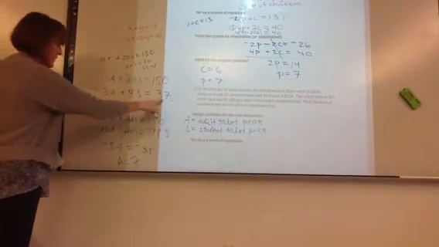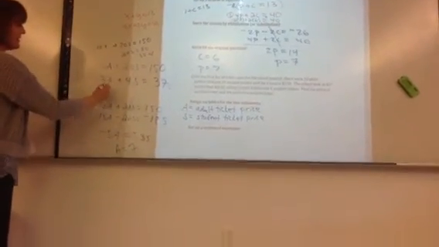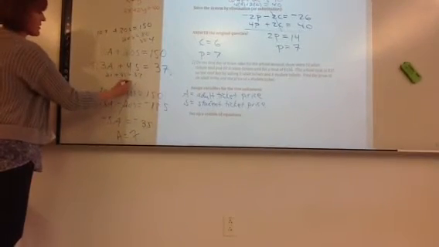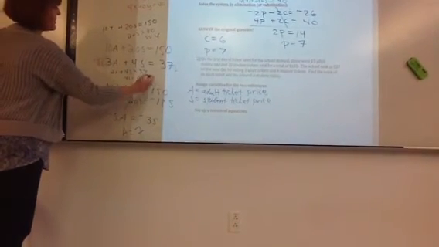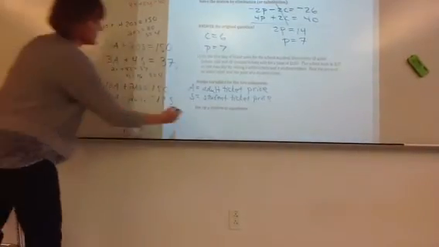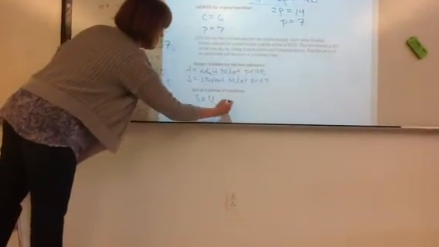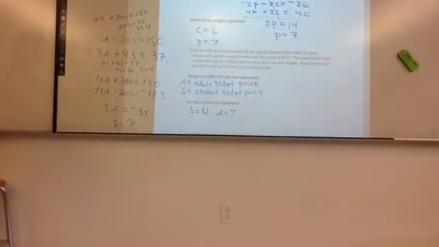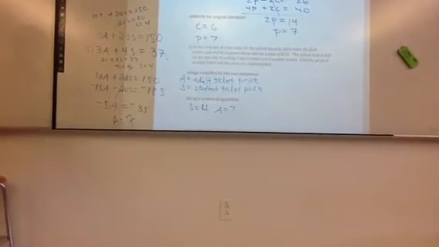Same thing would happen if you plugged it in here. If a were 7, 21 plus 4s is 37. Subtract your 21. 4s is 16, so s is 4. So s is 4, a is 7. And again, that's the only solution for both of those equations. They have to be charging you the same price both times.